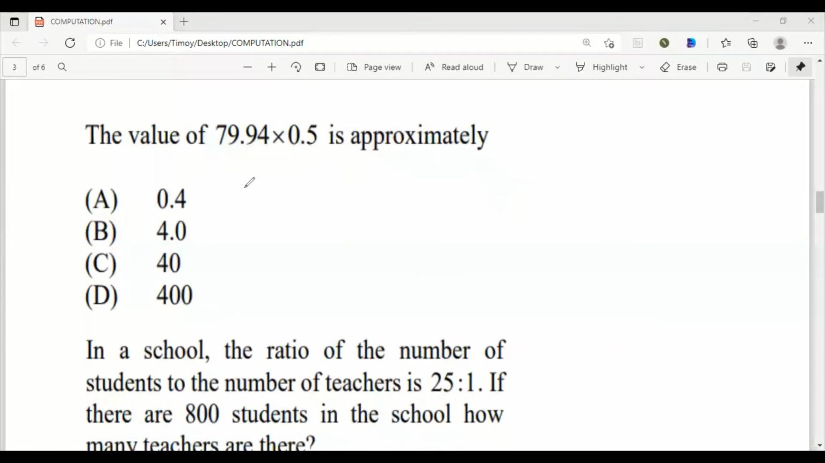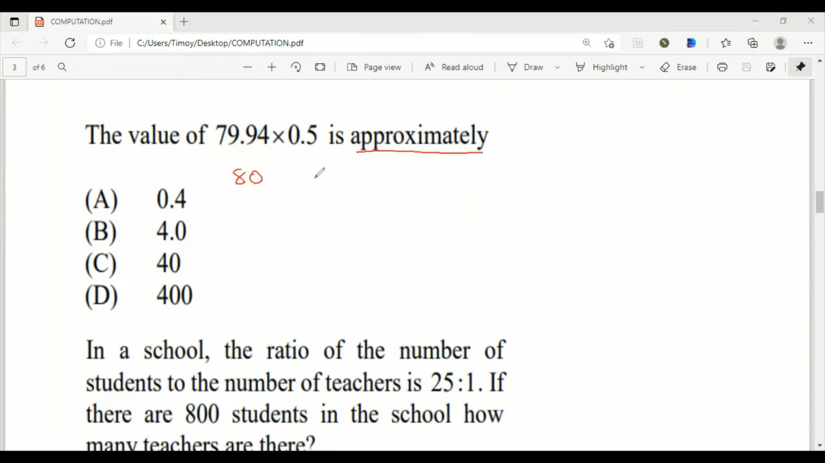The value of 79.94 times 0.5 is approximately. Now, they are not asking us for the exact value here. They are asking us for an approximate value. So 79.94, that could be estimated to be just 80, right? We could round it out to the nearest whole number.